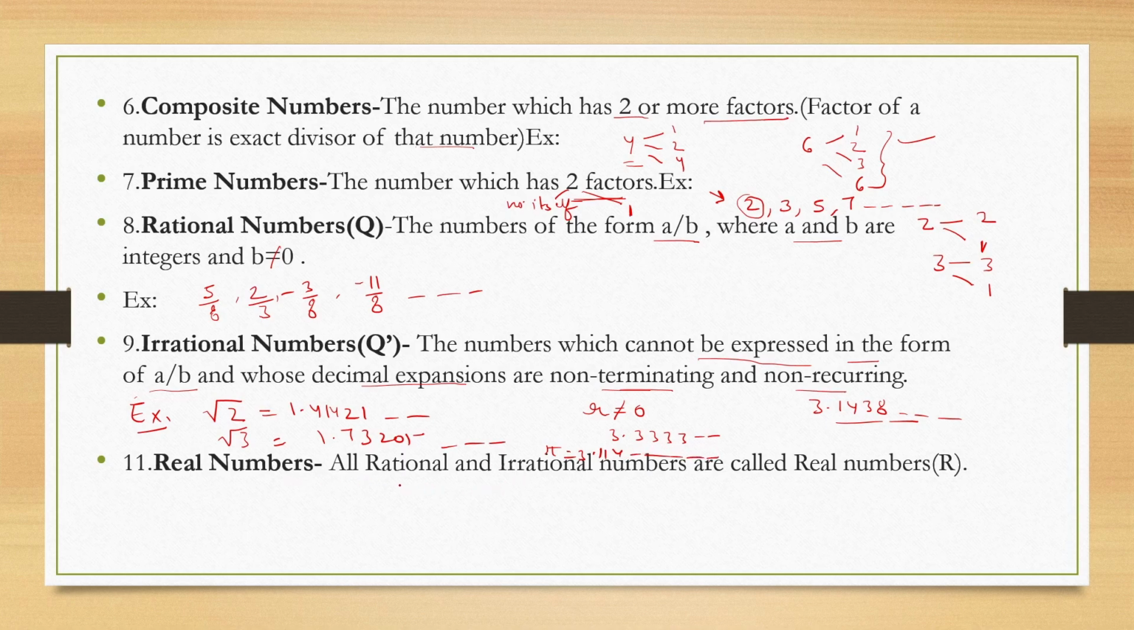So real numbers: all rational and irrational numbers are called real numbers.